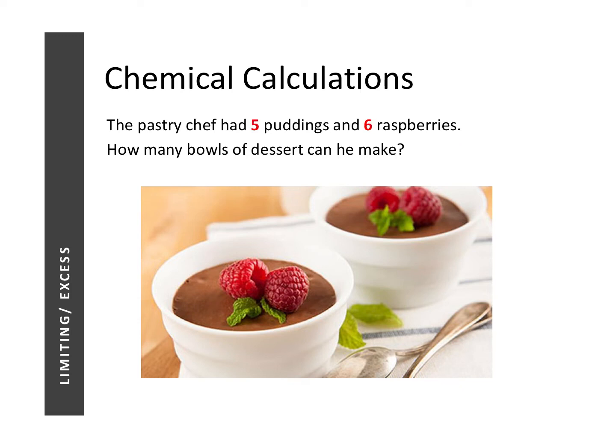So in the third scenario, we have 5 puddings and 6 raspberries. Earlier we didn't have enough puddings, so now we have more puddings. How many bowls of dessert can we make? Again, it is 3 bowls. Despite having more puddings, now we don't have enough raspberries to make more than 3 bowls of dessert.